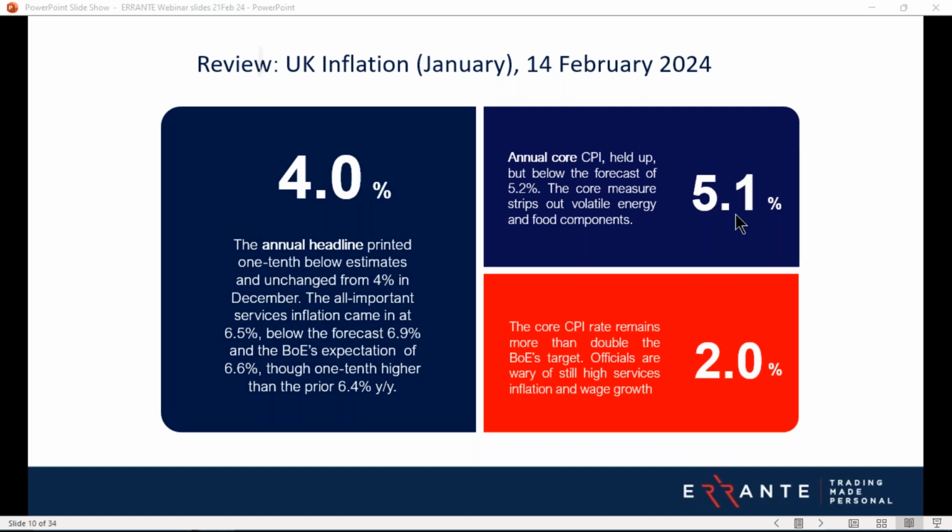And that services inflation number, that came in at 6.5%, as I have here, so below the forecast 6.9%, below the expectation of the Bank of England at 6.6%, though it was 1/10 higher than the December figure of 6.4%. So encouraging, but certainly still lofty. And we've got in here, of course, the core is still more than double the target rate of 2%. And as I've said, high services inflation, high wage growth still an issue, probably for the majority of the MPC.